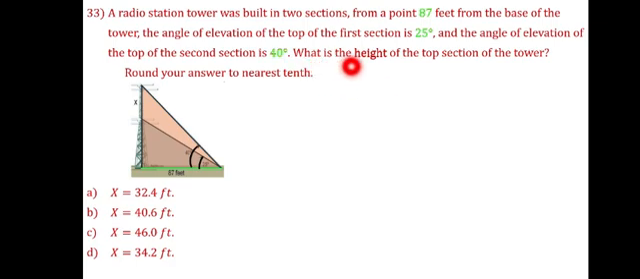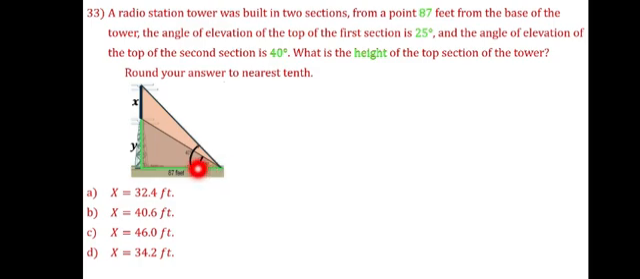Now, the question is asking what is the height of the top section of the tower, only the top part. There are two parts of the building. This is part 1 and this is part 2. The question is asking about the second part, the height of the second section of the radio tower. If I'm saying this as x and the height of the first tower as y. This is y.